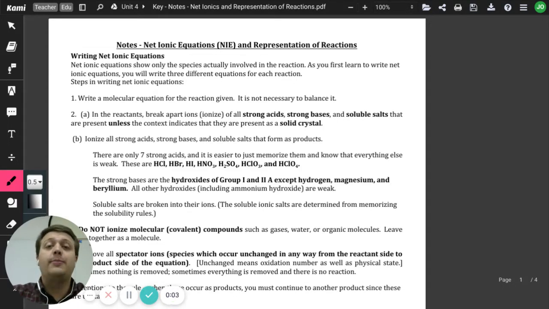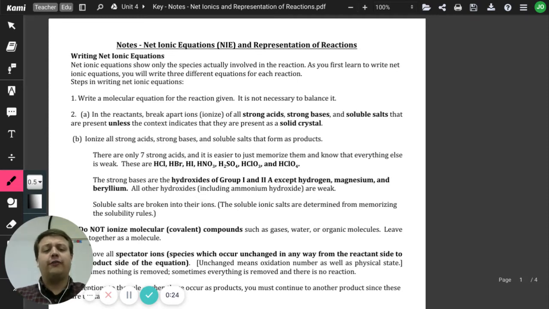So we are going to be continuing our notes on chemical reactions today. And we're going to be covering net ionic equations and representations of reactions. For this, you do need to make sure you've got your notes, something to write with, and you will also need a periodic table. All right, but otherwise, let's go ahead and dive on into these notes.